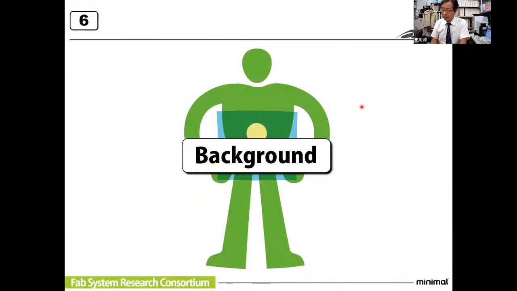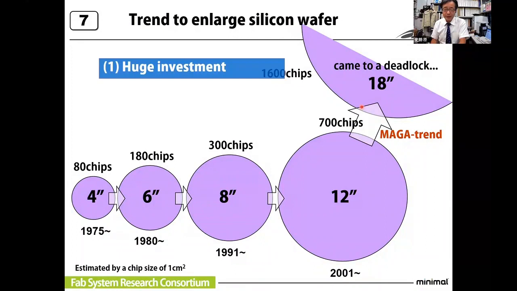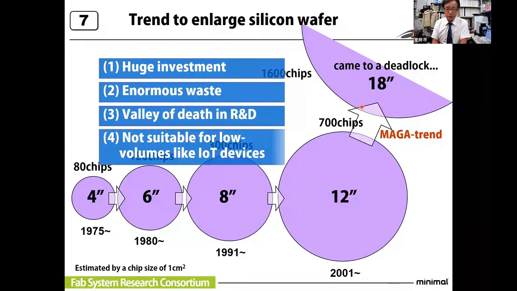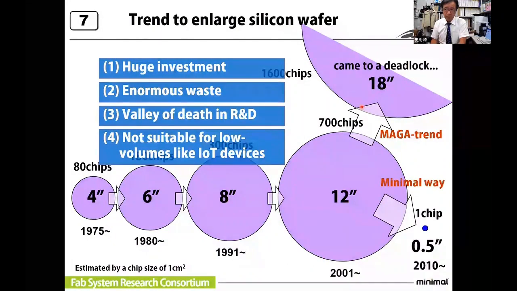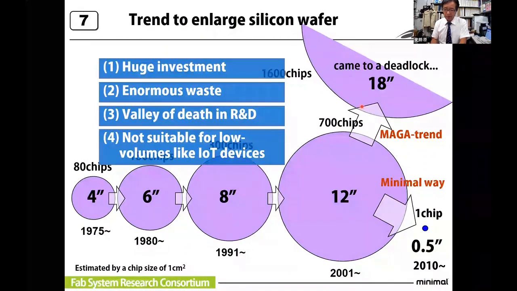So let's go to the background of the minimum fab. As you know, the wafer size is enlarging like this, unbelievable. But there are many disadvantages of making devices using large wafers. The first one is huge investment, as you know, the second one is enormous waste, the third one is the high risk in R&D, and the fourth is that it is not suitable for low volume like IoT devices. Therefore, our way should take the opposite way of using a 0.5 inch, very small wafer like this.